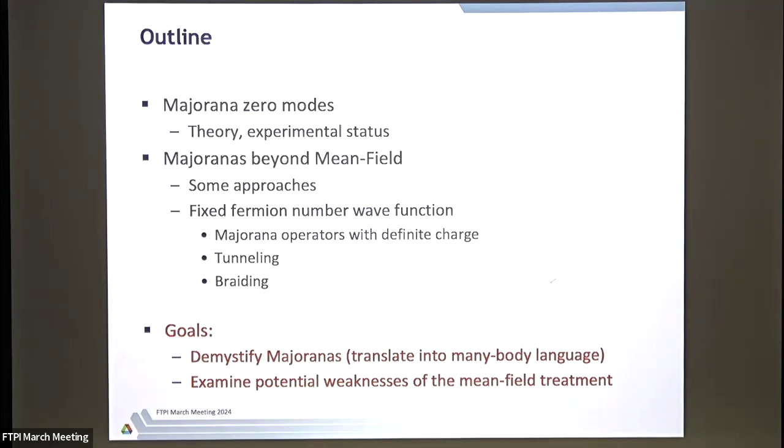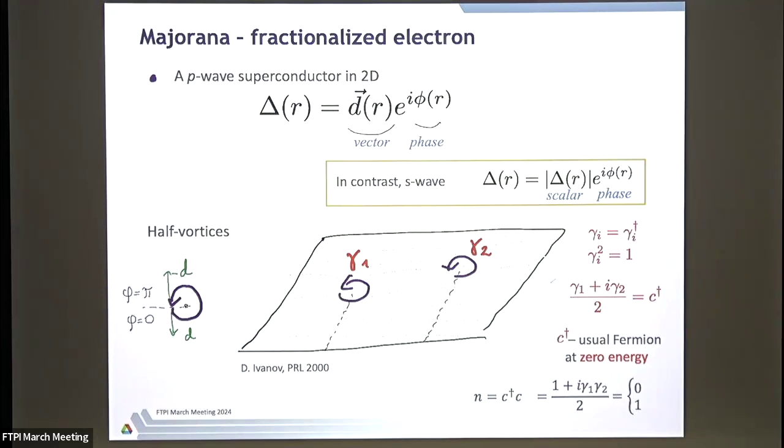So this is perhaps the simplest setting in which Majorana fermions occur, at least one of the first, probably, to be introduced into the field in condensed matter. Suppose we take a two-dimensional P-wave superconductor. In contrast to the standard S-wave superconductor, where we have the amplitude of the order parameter and the phase, now we also have this vectorial nature of the order parameter. As a result, the topological excitations in the superconductor can be different than the standard S-wave vortices.